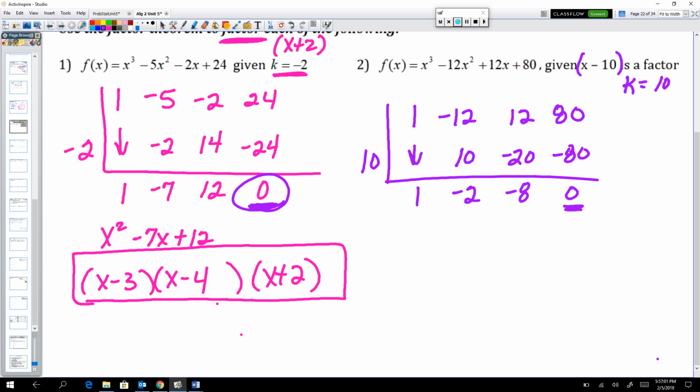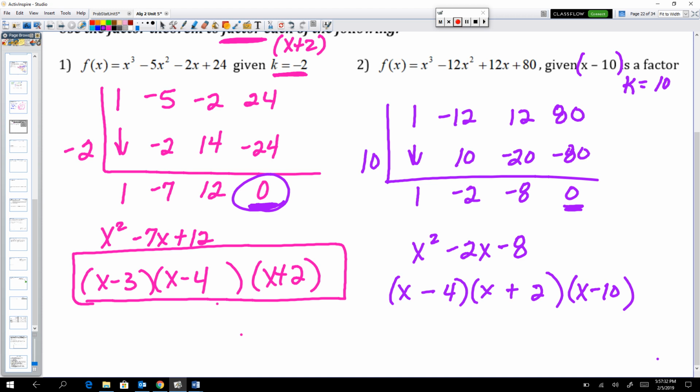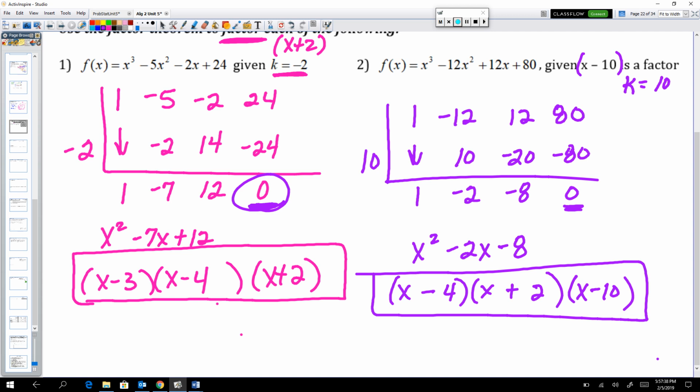So once again, I have no remainder. I'm on the right track. I know I did all the steps up to this point correctly. I'll construct my quadratic out of the coefficients that I have from above. And I'll think to myself, what numbers multiply to negative 8 and add to negative 2? Hopefully you thought, oh, it's some version of 4 and 2, and the 4 must be negative and the 2 must be positive. Now you just need to take the gift factor that was given to you in the problem, x minus 10, and those are the factors of that particular cubic.